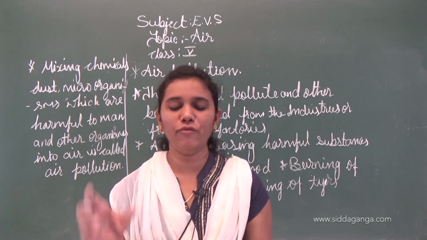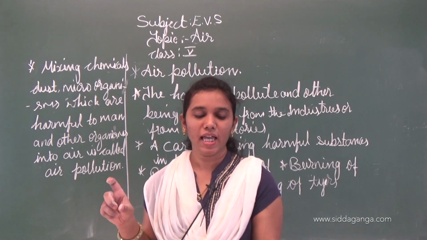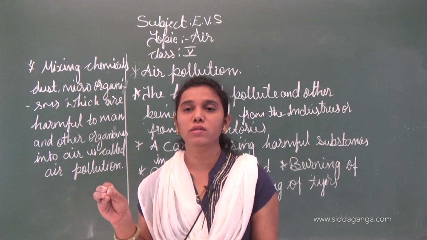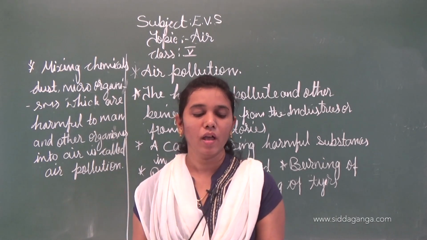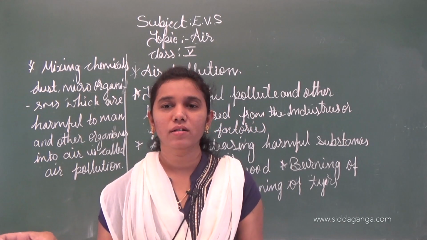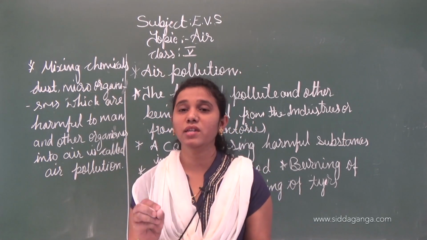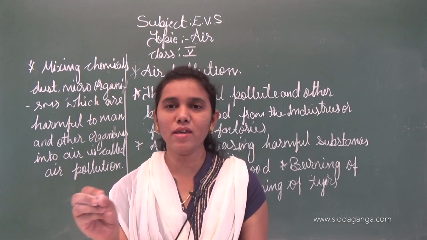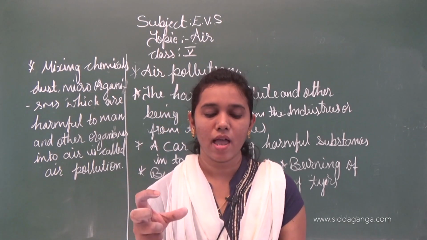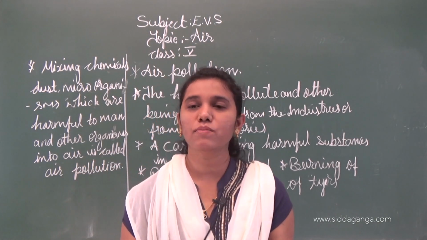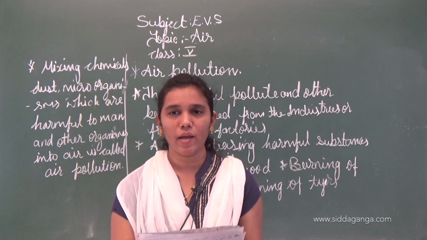Okay. In the first image, you can see there is a bike that is emitting a lot of smoke. Do you think this is right or wrong? The correct answer is, this is wrong. Why is this wrong? Because it is causing air pollution from the smoke that is being emitted.